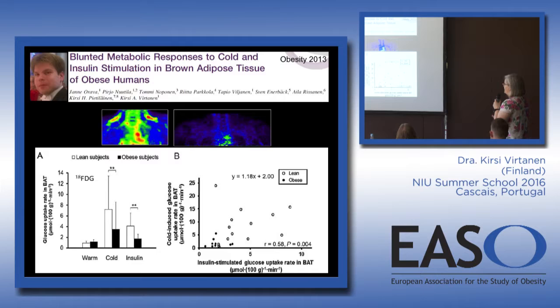Also, what we can find in obese subjects is that insulin-induced glucose uptake is reduced, showing that brown adipose tissue becomes easily insulin-resistant in obese subjects. And insulin-stimulated and cold-induced glucose uptake go hand in hand in obesity and also in lean subjects.